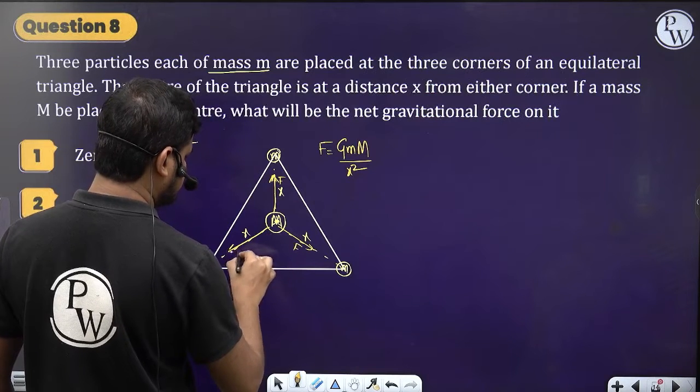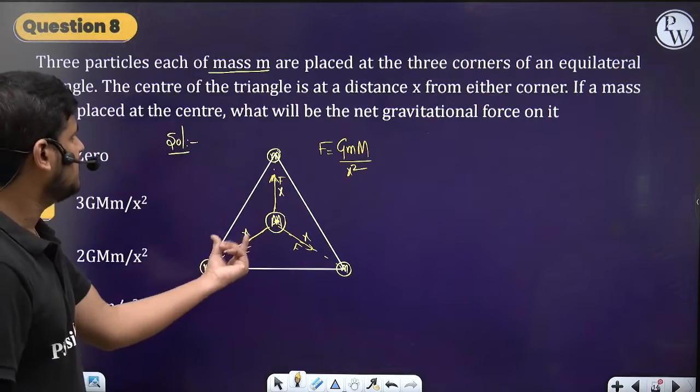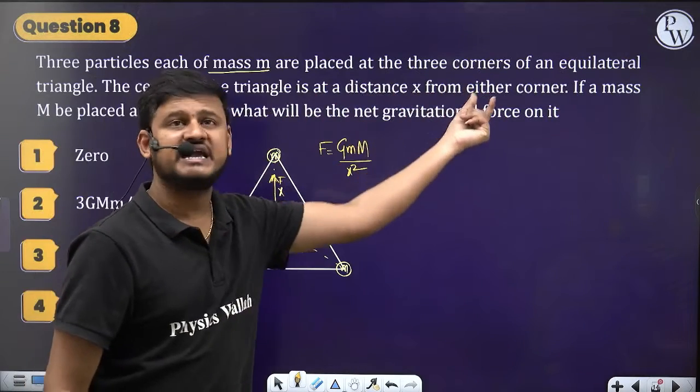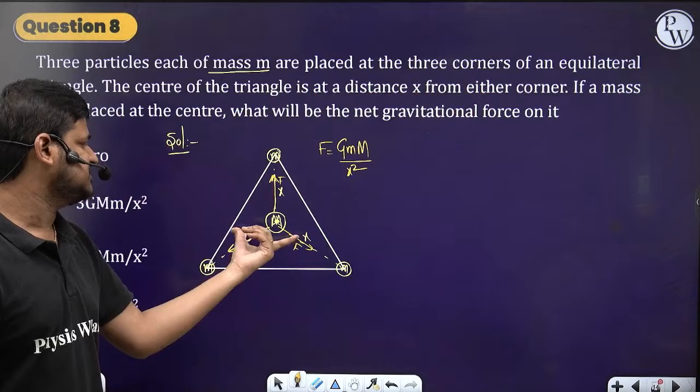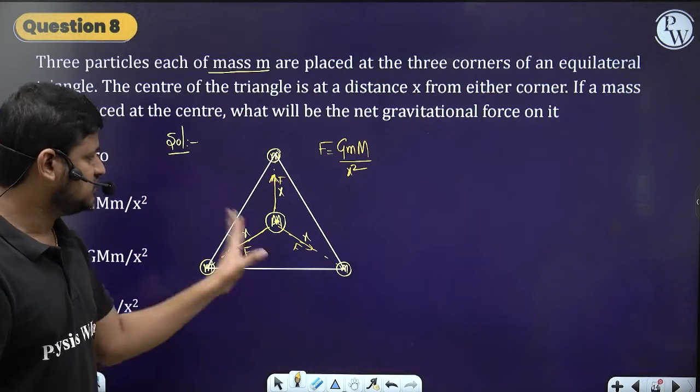So between these two, the force F will act this side, same GMm by r square, x square, because the distance is x from either corner. All the corners the distance is x, and all these masses are the same, and at the center capital M mass is there. So this is fine.